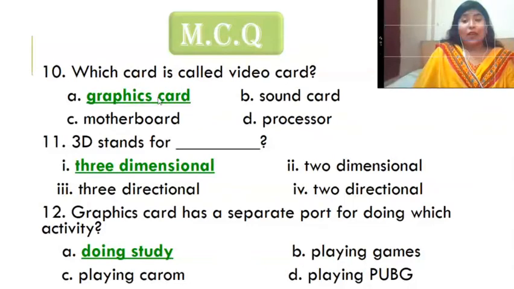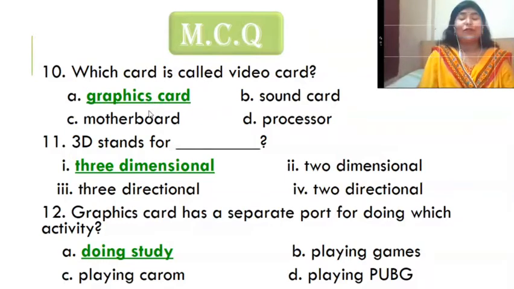Number 10. Which card is called video card? A. Graphics card. B. Sound card. C. Motherboard. D. Processor. Which card is the video card? Who can guess? I guess all of you can guess, because graphics card is called video card.